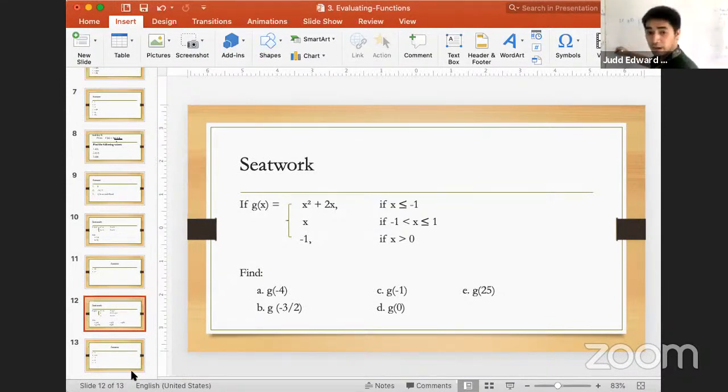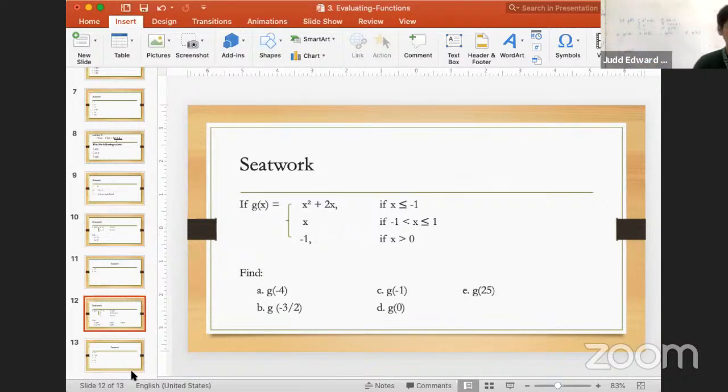So we're given how many? 5. Okay, for letter A, that is g of negative 4. For letter B, that is g of negative 3 over 2, or 3 halves. For letter C, that is g of negative 1. For letter D, we'll be having g of 0. And for letter F, that is g of 25.